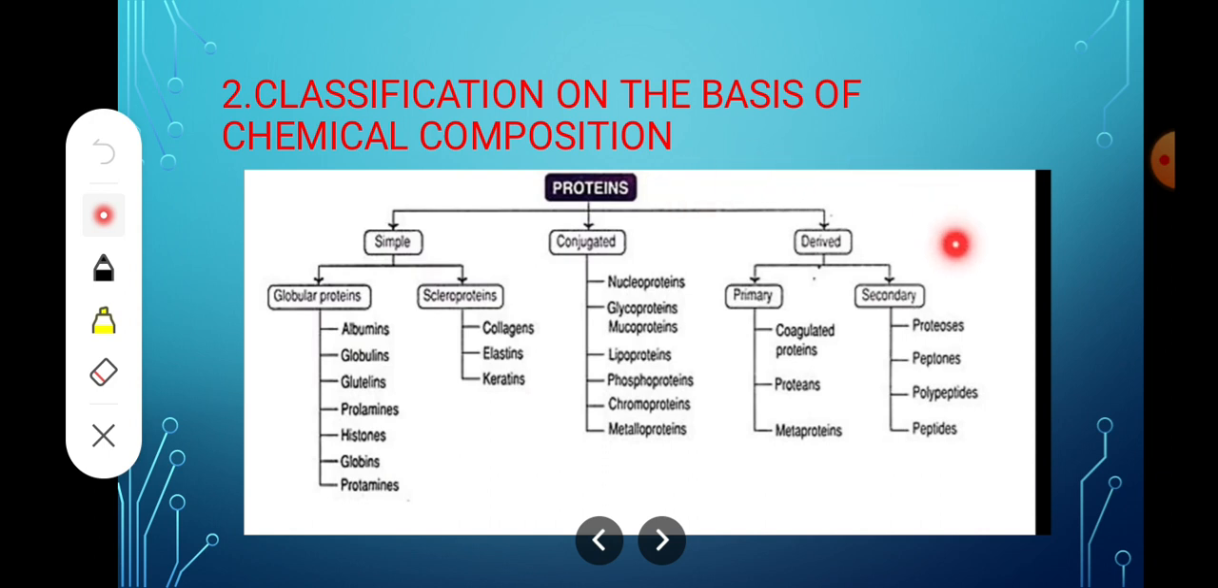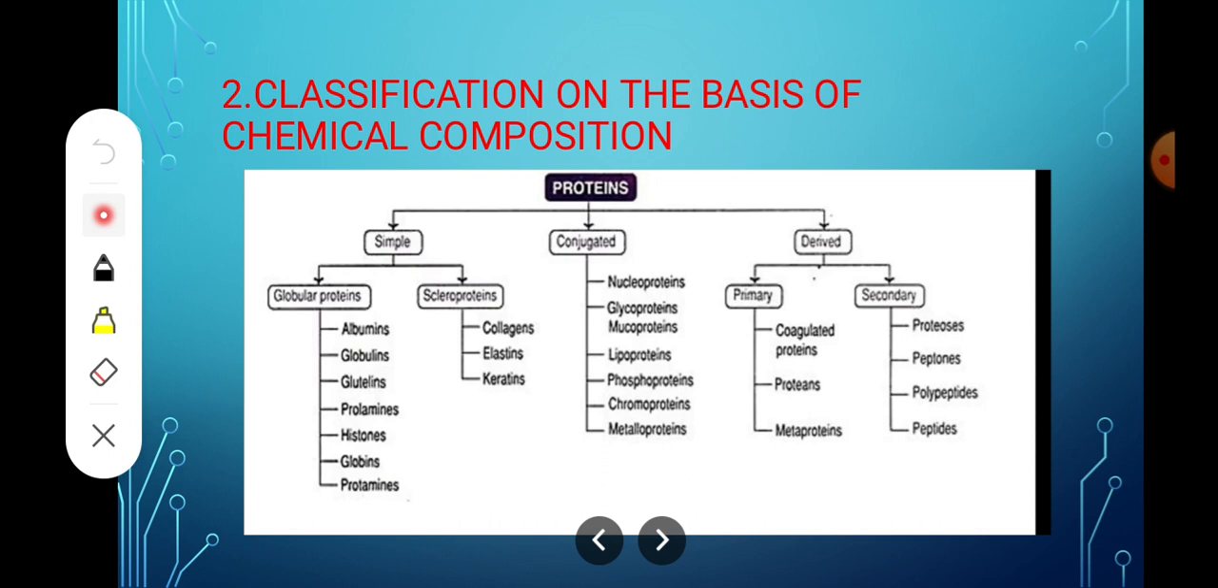Then next, derived proteins. Derived proteins are intermediate products formed from natural proteins when they are hydrolyzed. Derived proteins are of two types, primary proteins and secondary proteins. When proteins are hydrolyzed or denatured by acids, alkalis or enzymes, the degradation products obtained from them are called derived proteins.